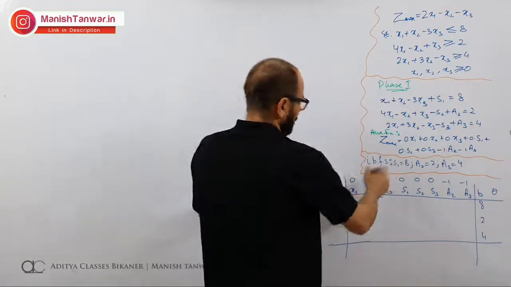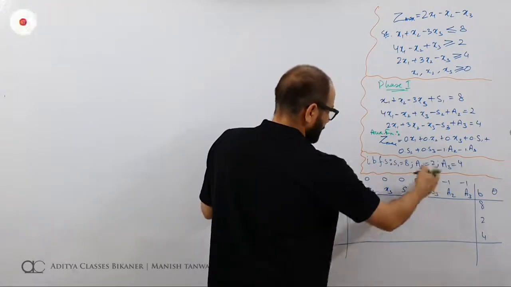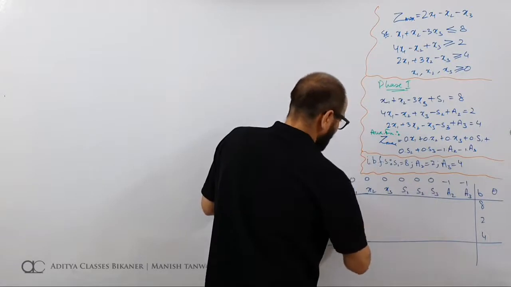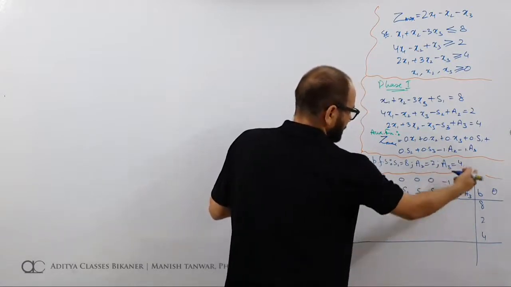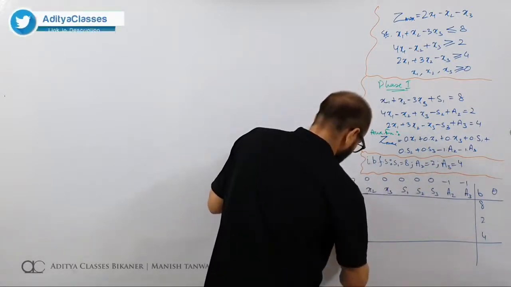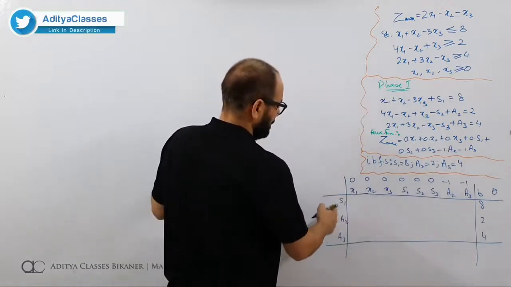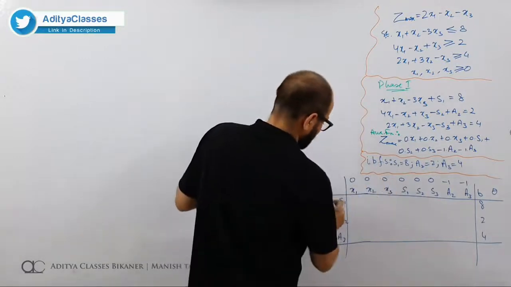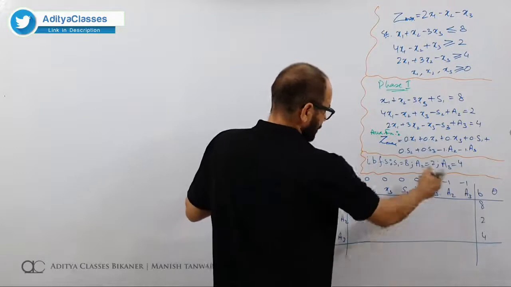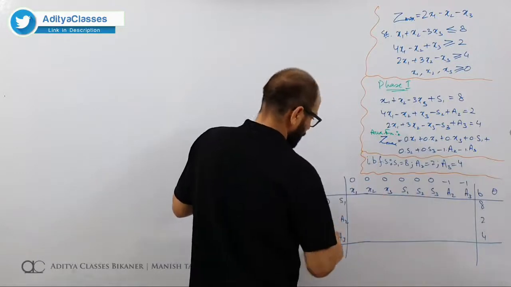Contribution of 0. IBFS is S1 8, A2 is 2 and A3 is 4, and their contributions are: S1's contribution is 0, A2 and A3 are minus 1.